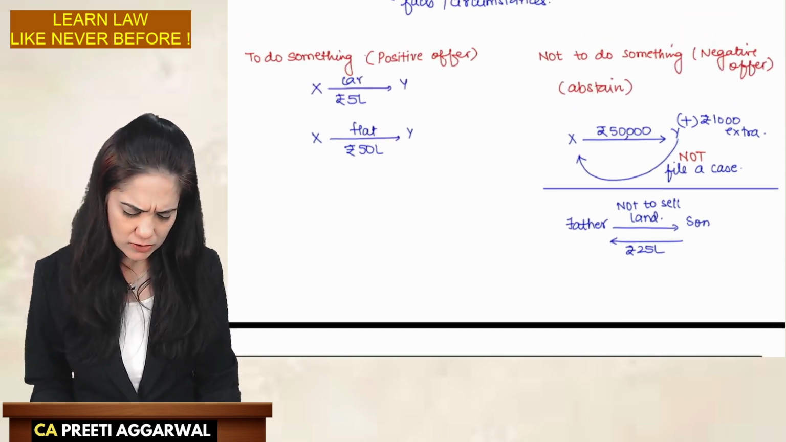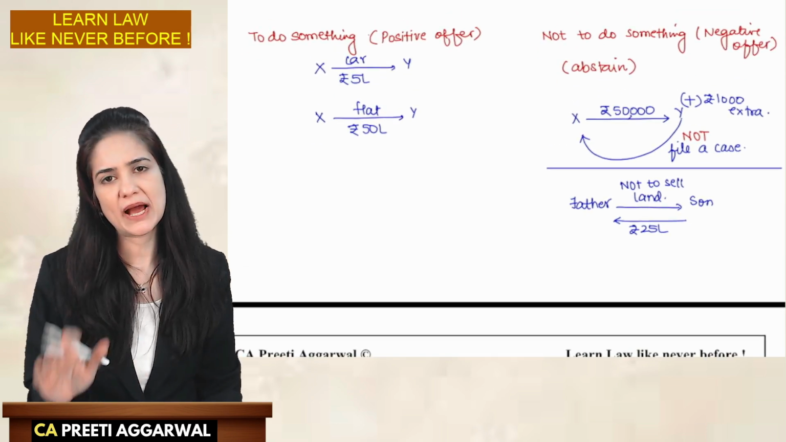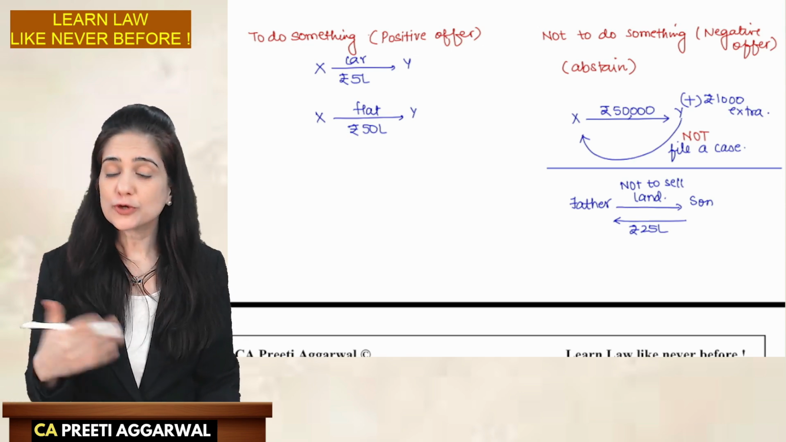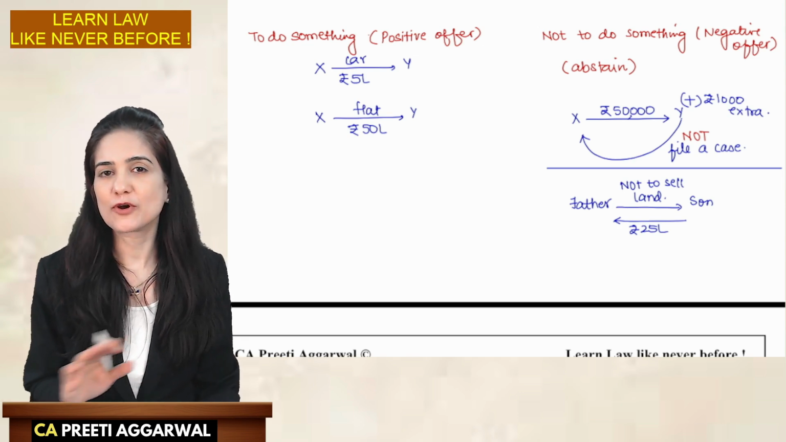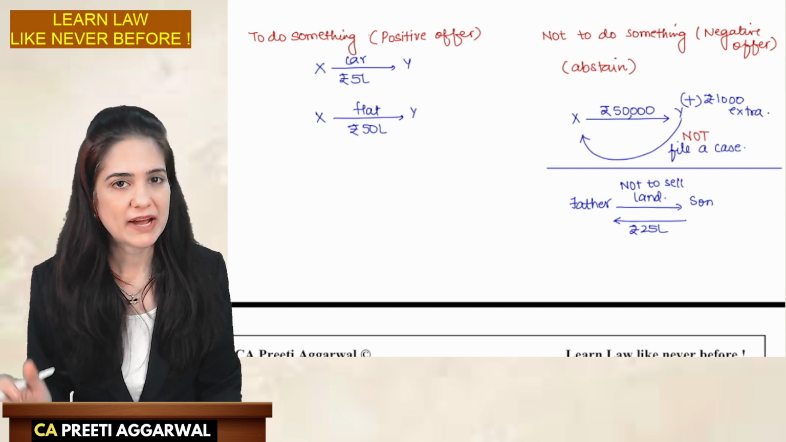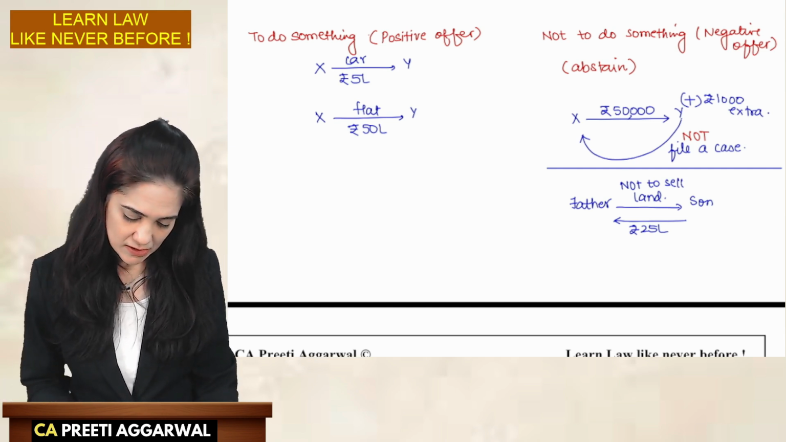Offer includes both positive as well as negative aspect. To do something is the positive aspect, not to do something is the negative aspect of offer. Write this.